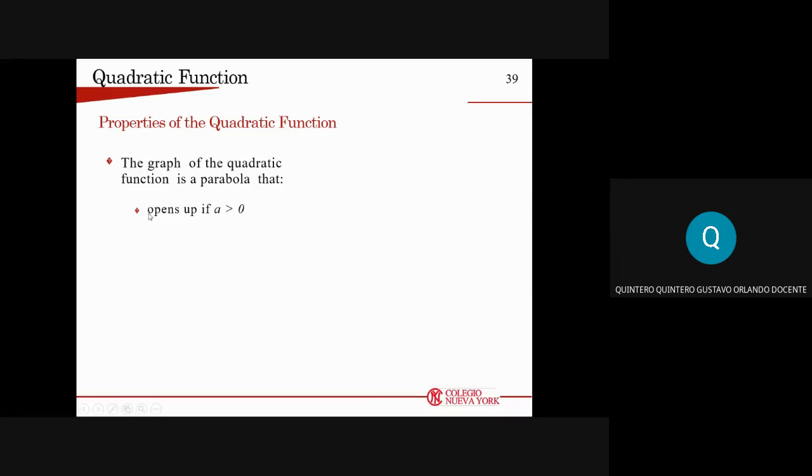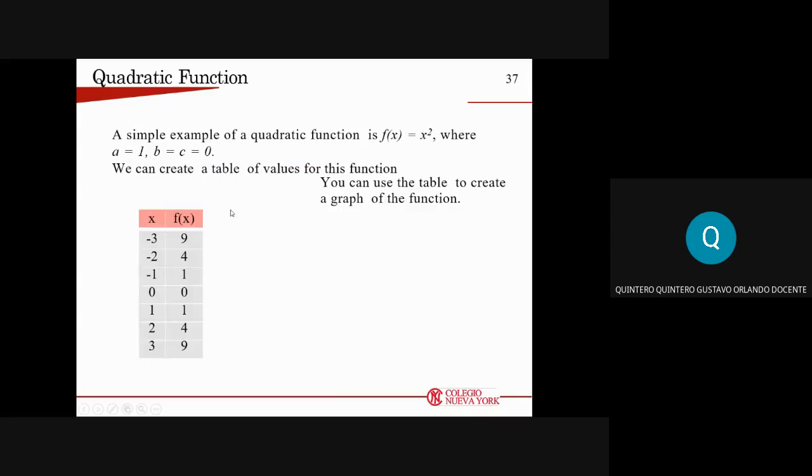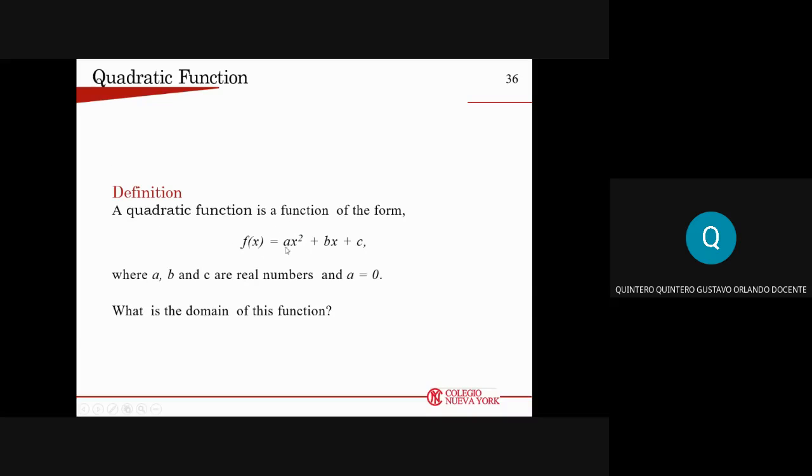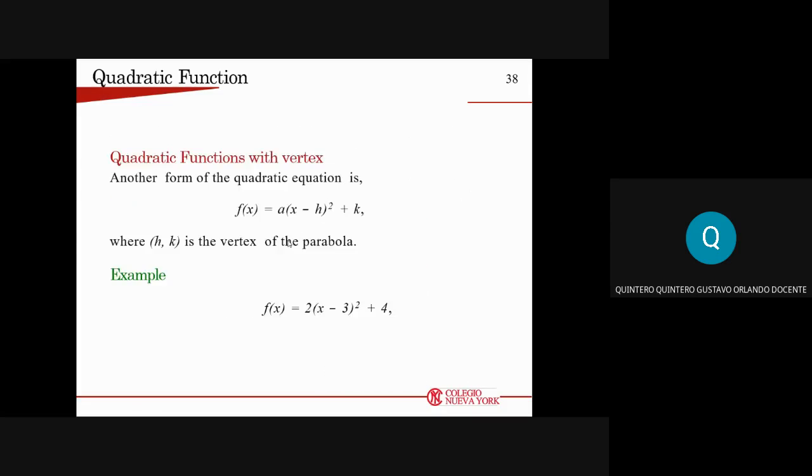Now that parabola opens up if a is bigger than 0, so a positive value. Now, what is a? a is this value, the coefficient of the x squared. If a is positive, so bigger than 0, then the parabola opens up. And what we have is a U.